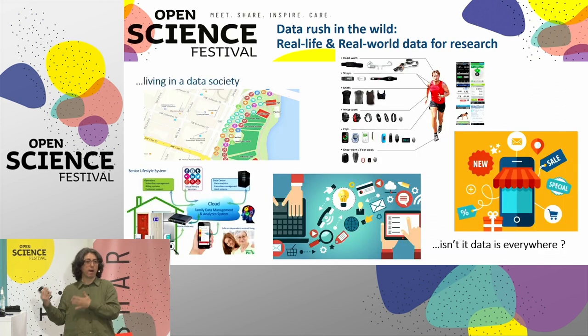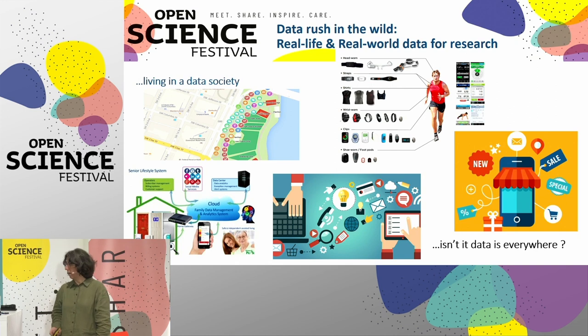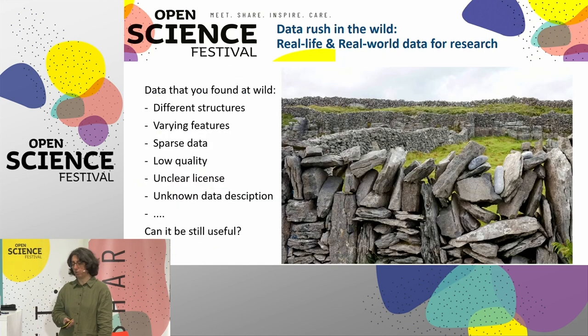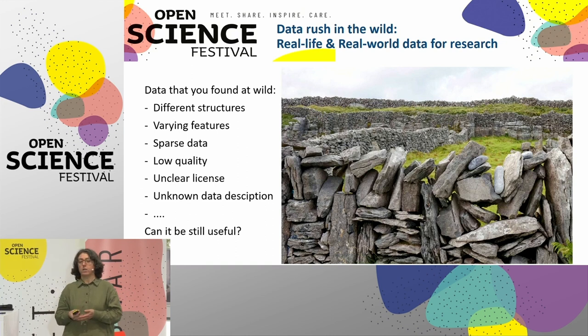But if you go wild and just try to reuse existing data sets, it can be anything. It can be Google Maps, climate data, sensor data, mobile devices, Twitter data, and you have a totally different picture. Now you got the Irish wall. Because all these data items are different, you don't have the same structure or features, your data set is sparse, you have low quality, you don't know about the license, whether you can reuse the data or not, you don't know the data description. But the question is still, can you use this data to build this wall or not? So today we will discuss these problems and challenges with real-life data.